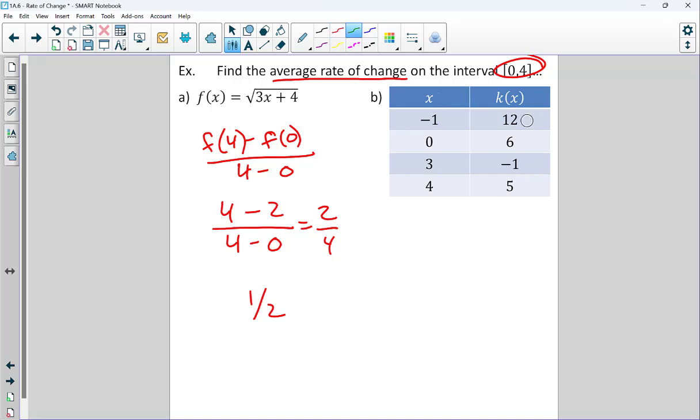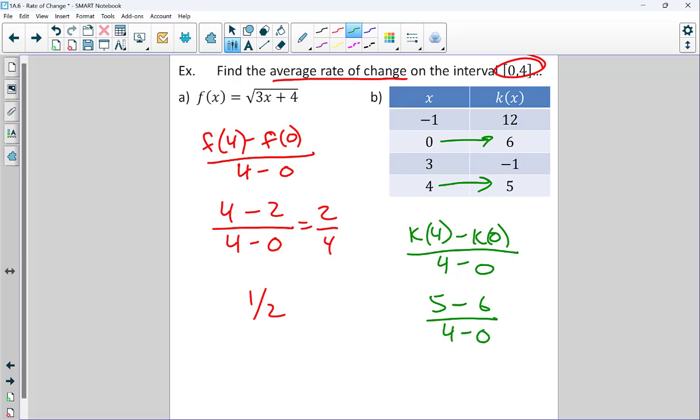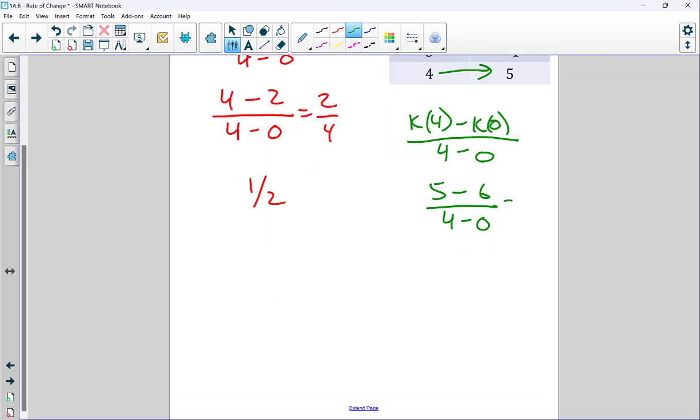Second question, same idea, average rate of change. We're going to use the same formula, f of 4 minus f of 0, all over 4 minus 0. Keep in mind, though, the name of this function is not f, it's k. So let's label it properly: k of 4 minus k of 0 over 4 minus 0. So k of 4 is 5. K of 0 is 6, over 4 minus 0. So that will be negative 1 over 4, final answer.